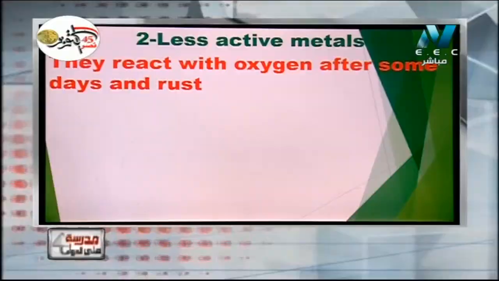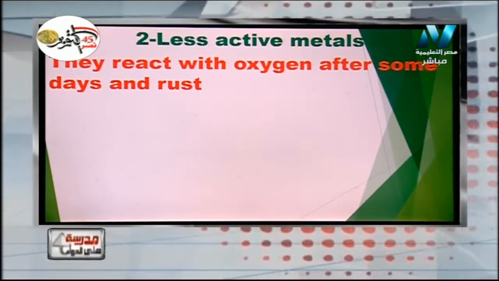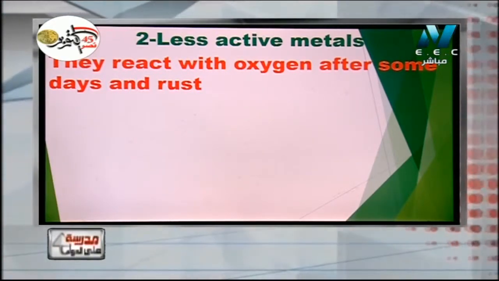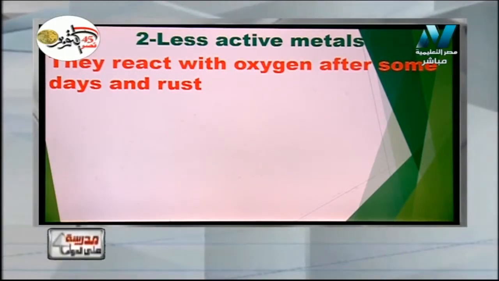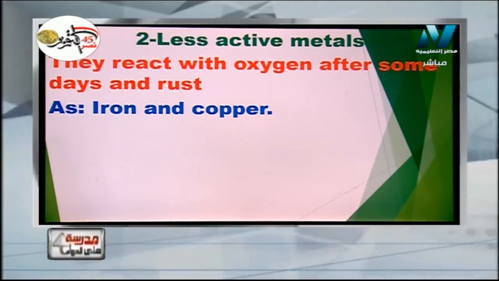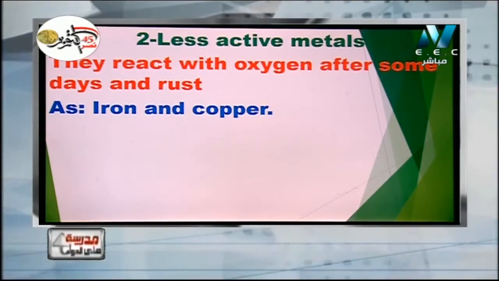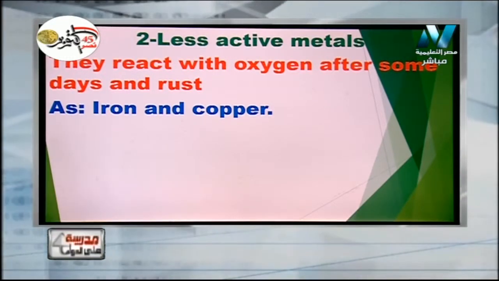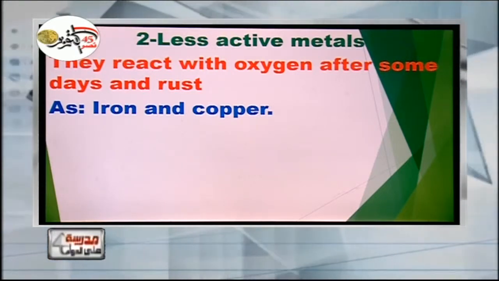And now, number 2, less active metals. From the title, they are the metals that react with oxygen after some days and rust. Not quickly, not in a short period of time, but they need time to react with the oxygen, after a few days, and rust. Like what? Like iron and copper. It's a problem that we face when we leave iron in air. Iron will react with oxygen of air after some days and form a brown layer that is called iron oxide, and it causes damage to iron.